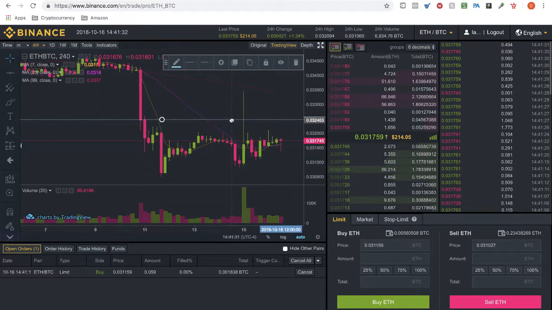On the flip side, let's say I wanted to sell at a higher target. I want to sell my Ethereum at a higher target. So I'm going to set a limit order. My target's going to be 0.32. We'll just call it 0.325.